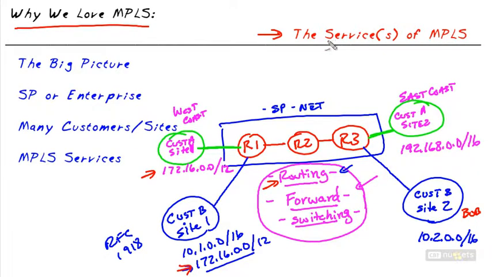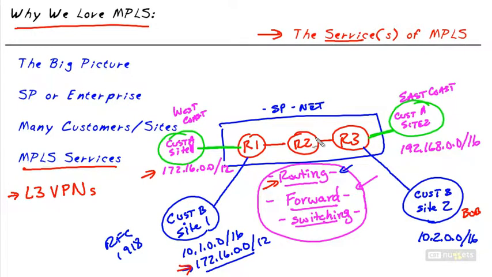Well, it's the service or services that MPLS applications provide for us. That's the reason we use it. And one of those MPLS services that we could use for this scenario right here is called MPLS Layer 3 Virtual Private Networks. Now, by using a service like MPLS Layer 3 VPNs for our service provider network, we could do several things.